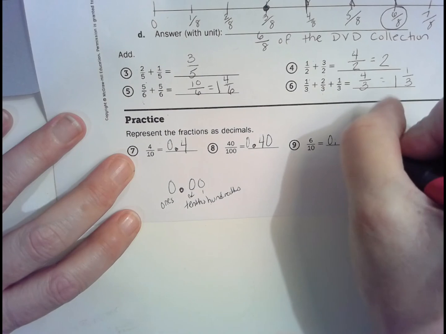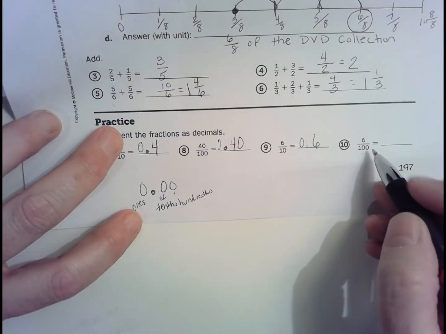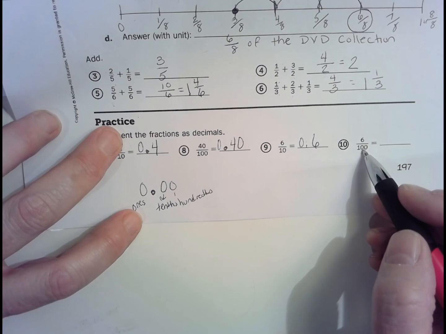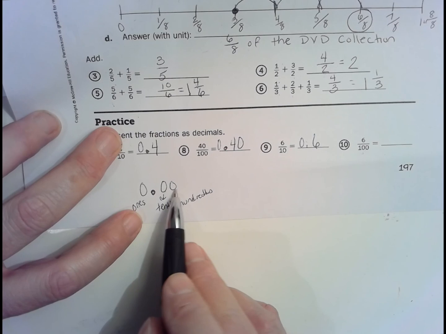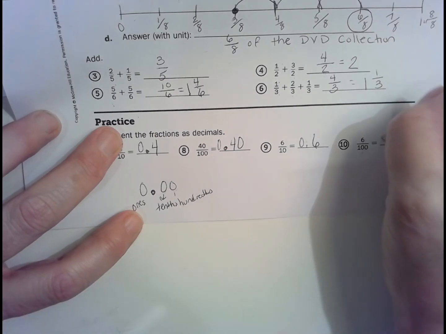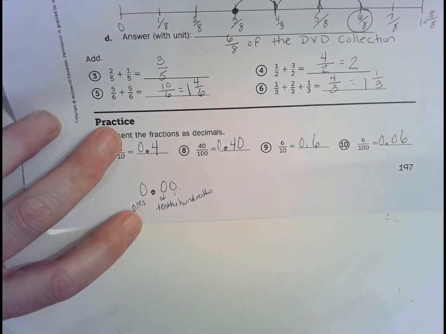6/10 would be 0.6, and then 6 hundredths. Okay, so this one's a little bit tricky. See if you can get this one. 6 hundredths, this is the hundredths place, but we have to put the 0 there for our placeholder. So it's going to be 0.06. And that's it. Okay?